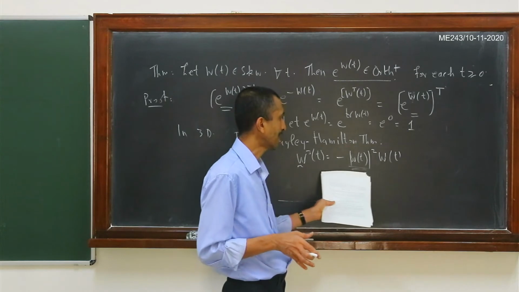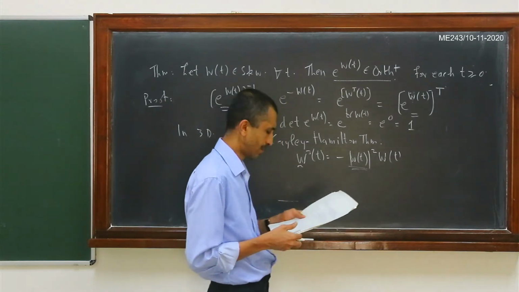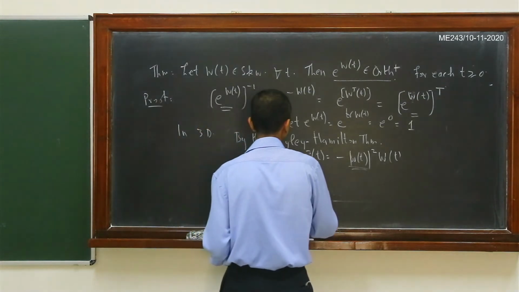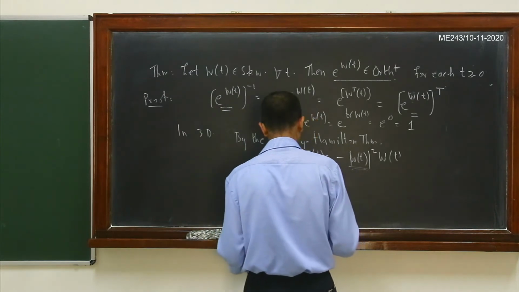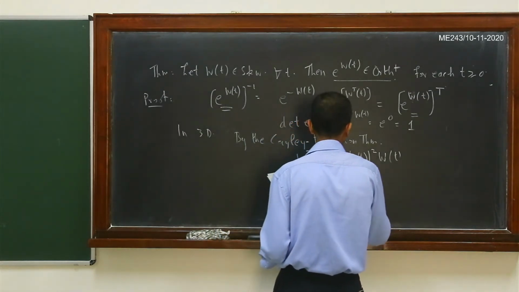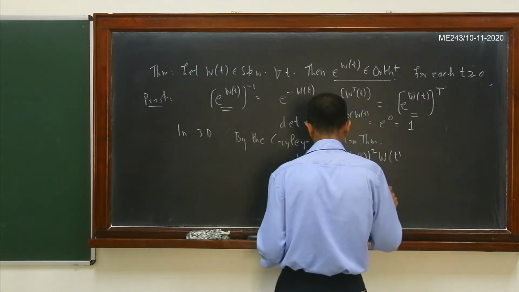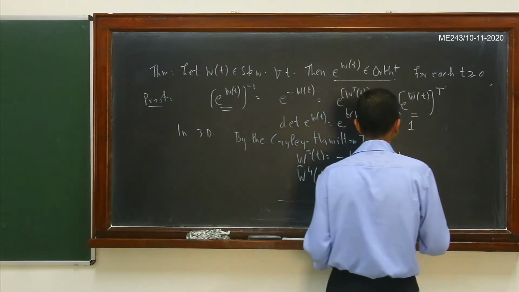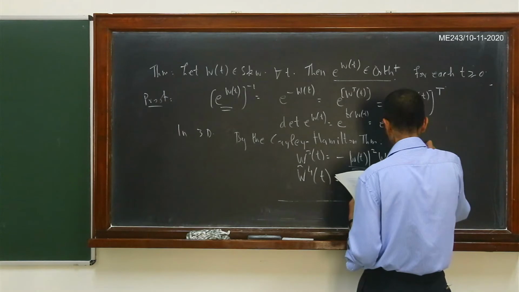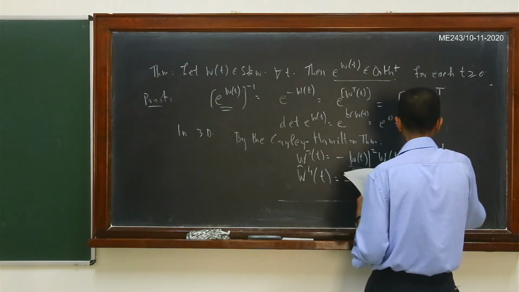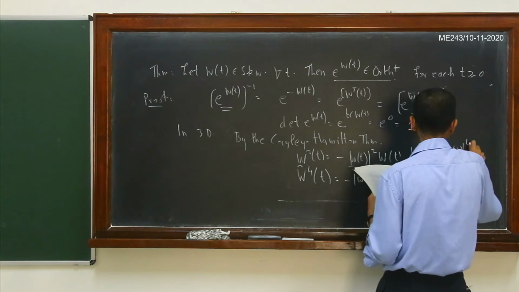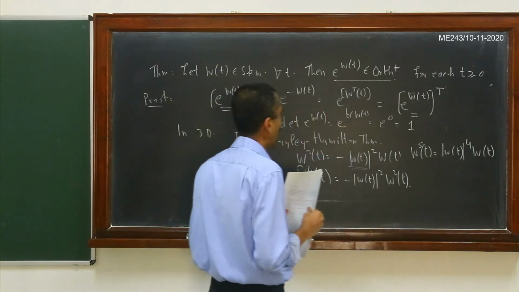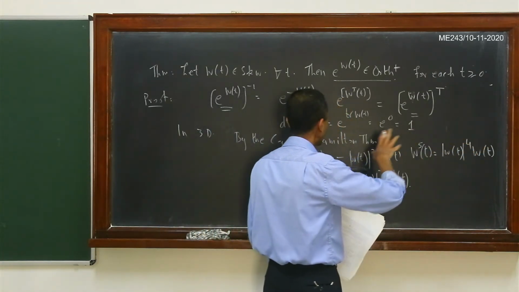And then using that and the Cayley-Hamilton theorem, we get this particular result. Then from this we can get higher powers of w. So now w raised to 4 of t can be written as minus of w of t square times w square of t. And then similarly you can keep finding all the higher powers. So w raised to 5 of t is equal to w of t raised to 4 times w, and so on.